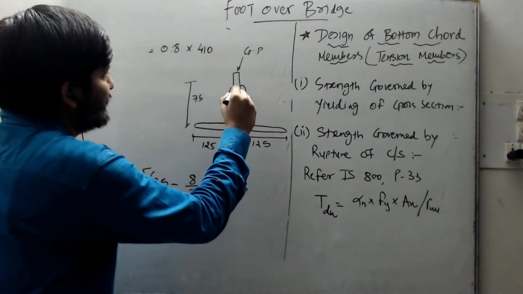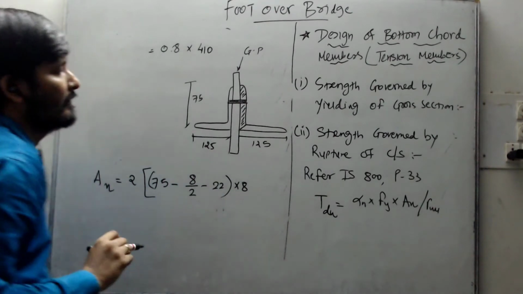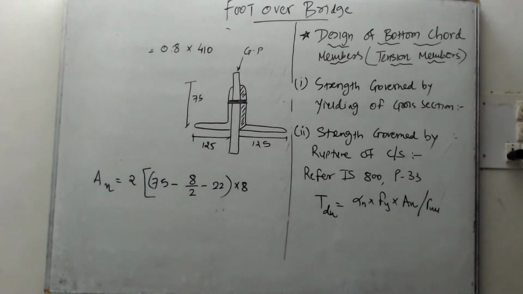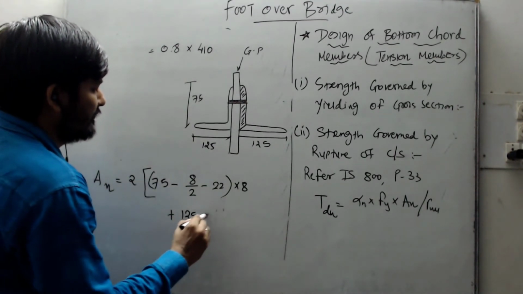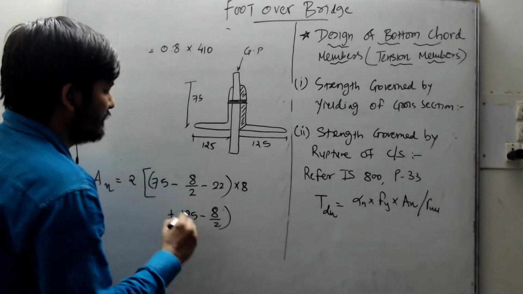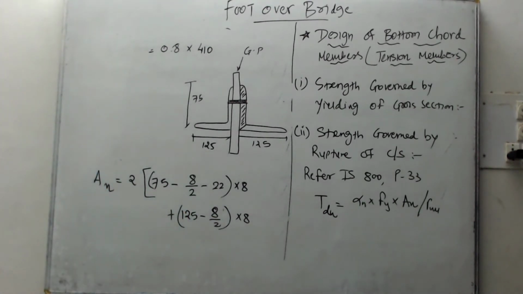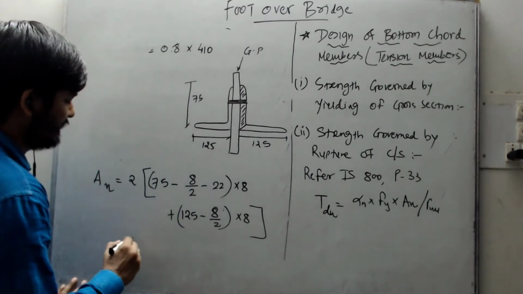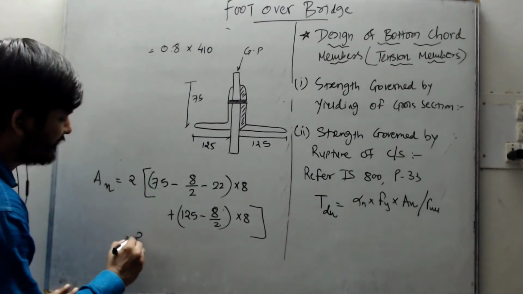So this is the area of this first section. Then we calculate the area of the second section. So plus (125 minus 8) by 2 plus (125 minus 8) by 2, multiply by 8. So if you calculate this, you will get your An as 2720 mm square. An is equal to 2720 mm square.